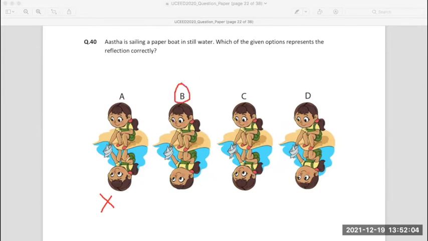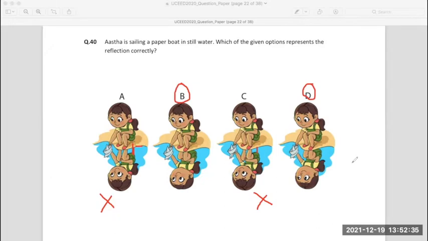Okay, let's see. A is wrong because of this width, because of the way she's sitting and the width that is left between the water edge and the reflection. Same reason I will give for eliminating even C, which shows a longer width here. Now I'm left with B and D. How will I eliminate one?